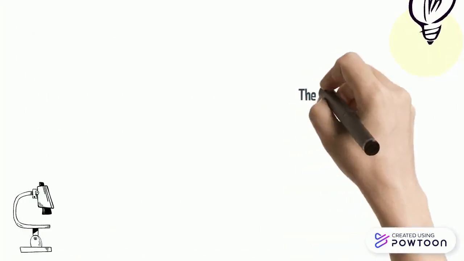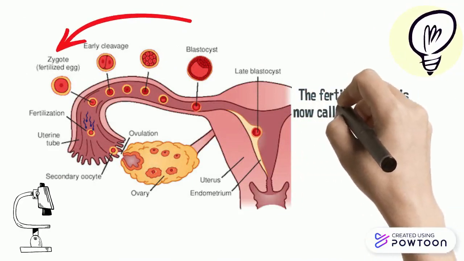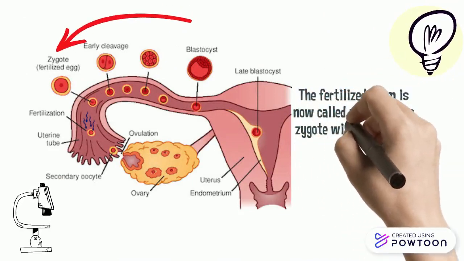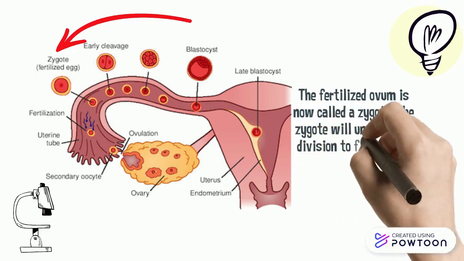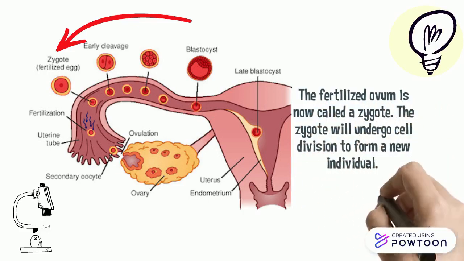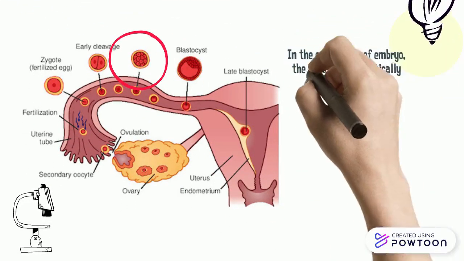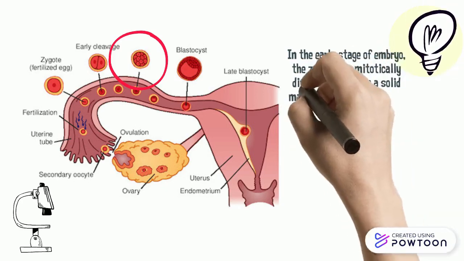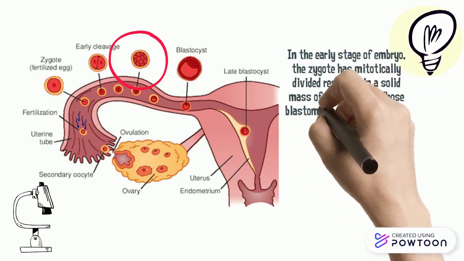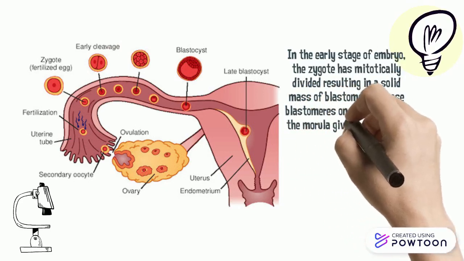The fertilized ovum is now called a zygote. The zygote will undergo cell division to form a new individual. In the early stage of the embryo, the zygote has mitotically divided, resulting in a solid mass of blastomeres. Those blastomeres on the surface of the morula give rise to extra-embryonic parts of the embryo.